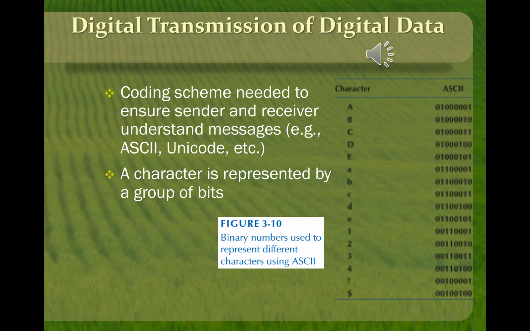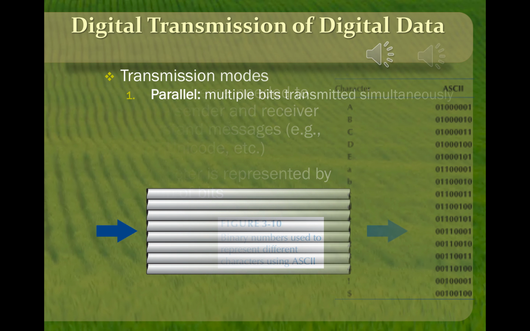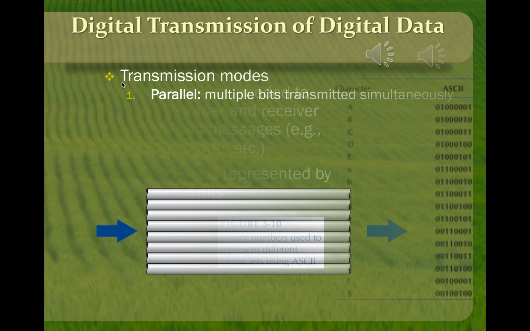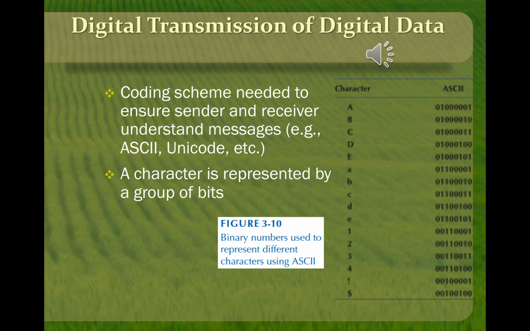All right, now let's talk about the ASCII character sets again. We briefly touched on this in Chapter 1, but I think it's worth revisiting and going into a little bit more detail. So we have characters that are represented by a group of bits. So here are the group of bits that we're talking about. So how do we get A from this set of 1s and 0s here?